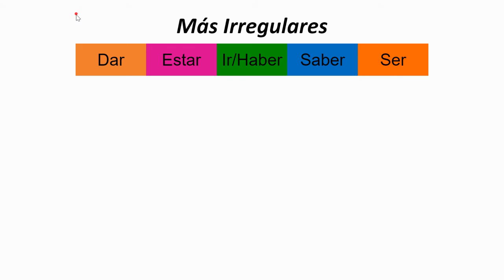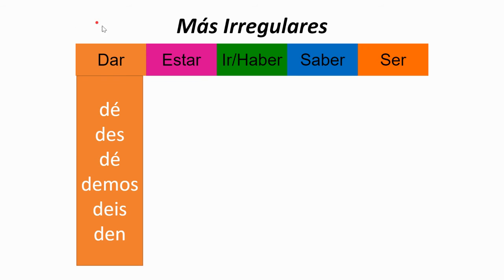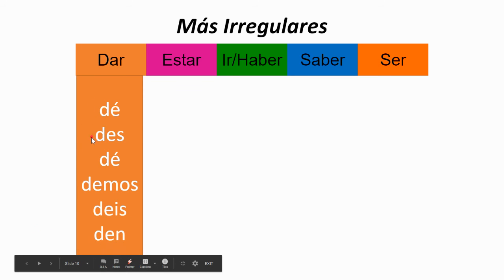Our next category of verbs are the irregulars. Okay, when we did commands, these were many of the 5 irregulars. We're going to add a verb today, the verb haber. The verb dar: yo, dé, accent; tú, des; él, usted, dé, accent again; demos, deis, and den. Yo, tú, él, nosotros, vosotros, ellos.